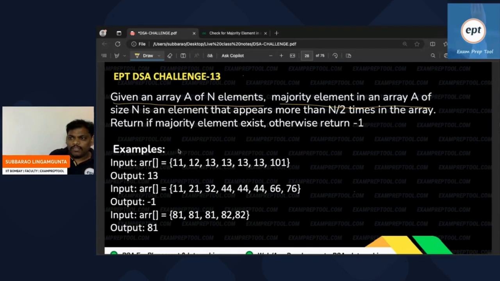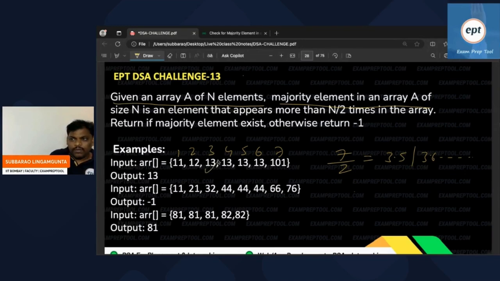In this array, first element, second element, third element, fourth element, fifth element, sixth element, 7 elements are there. What is 7 by 2? 3.5. More than 3.5. It may be 3.6, 3.7, whatever it is. More than 3.5, maybe you can take 4 also. Is there any element which is repeating in the given array 4 times or more than 4 times?